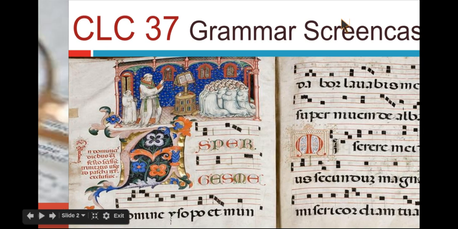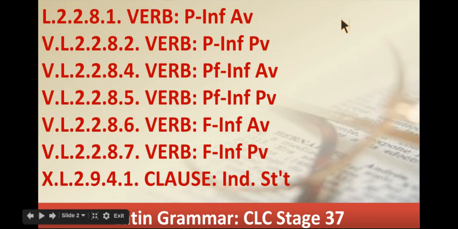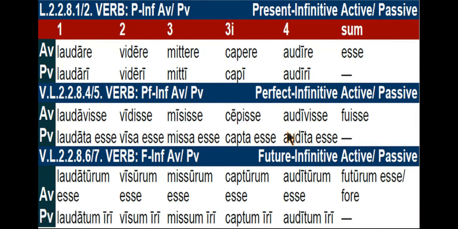In this chapter, we're doing a recap and review of the indirect statement clause and all of its permutations. This is why we are infinitiving out to infinity and beyond.